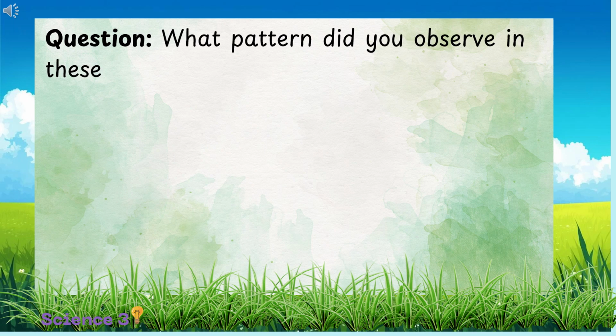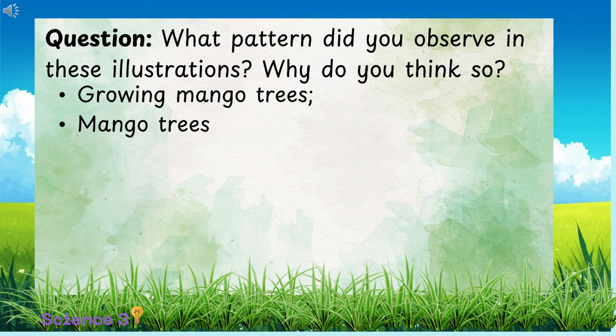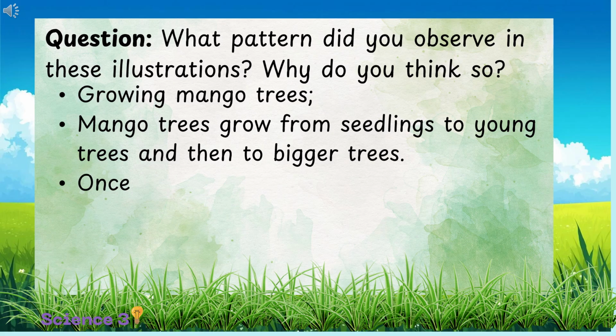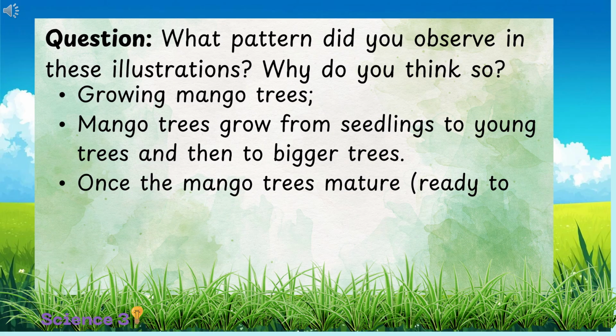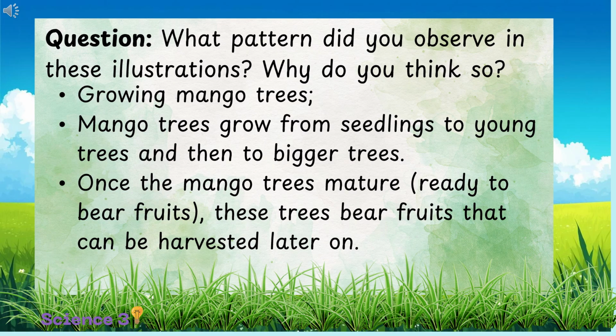What pattern did you observe in the illustrations? Why do you think so? We have the growing mango trees. Mango trees grow from seedling to young trees and then to bigger trees. Once the mango trees mature, ready to bear fruits, these trees bear fruits that can be harvested later on. Good job, kids!